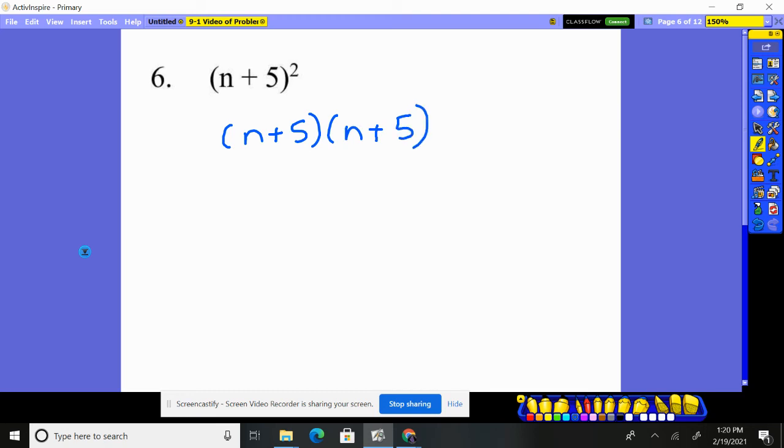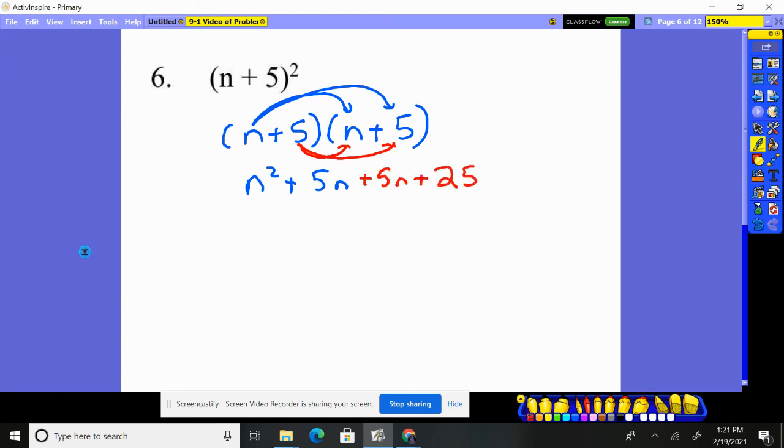Write it out. Don't make the mistake of trying to get the answer. You got to write it out. That means an n plus 5 times another one. Now we're going to distribute the n through to each of those pieces, which will be n squared plus 5n. And now we'll distribute this 5 through to each of those pieces, plus 5n, and then 5 times 5, 25.